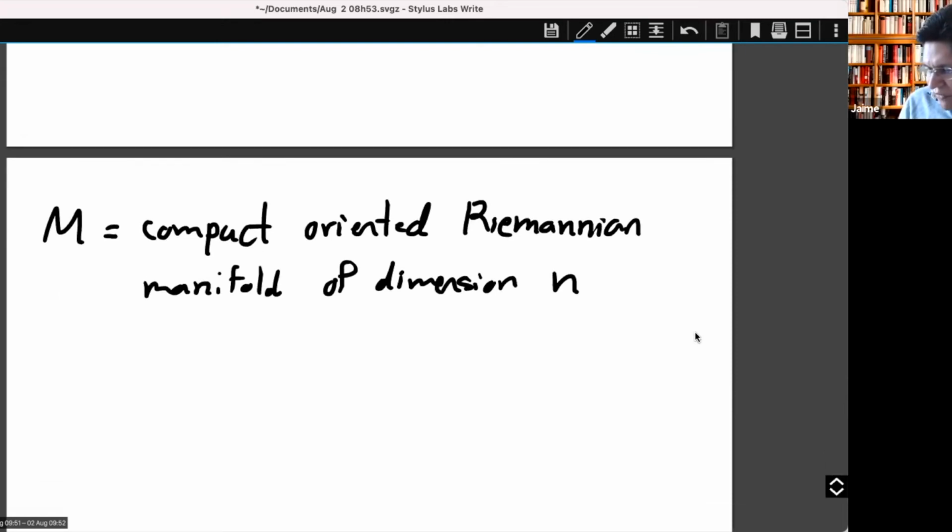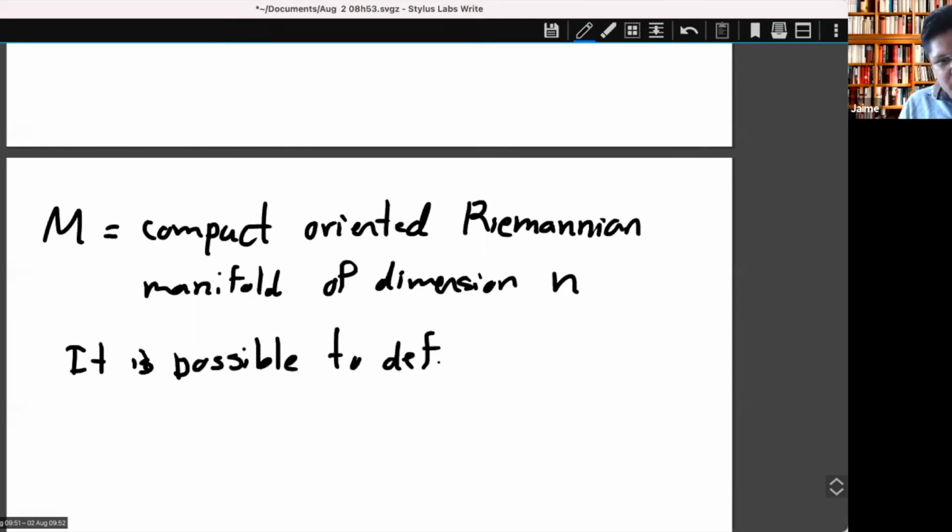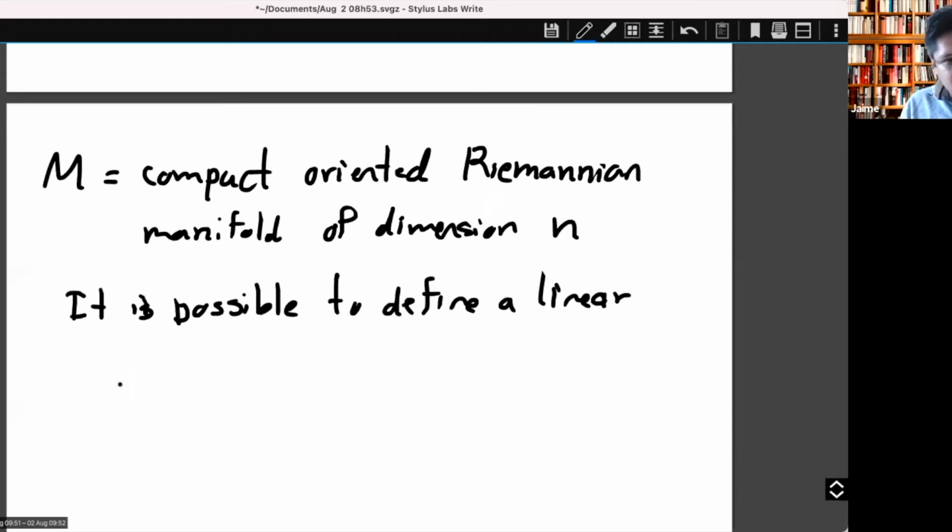So whenever we have a Riemannian manifold like this, it is possible to define a linear operator called the star operator.